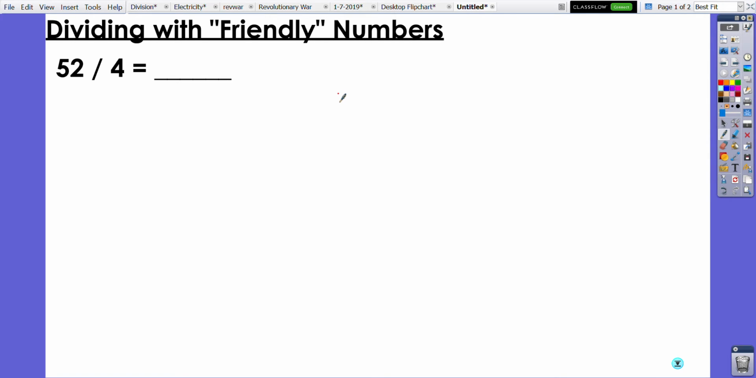To set this up, it's going to look very similar to the standard long division algorithm with a slight difference. Instead of just dividing like this, I'm going to add this little line here at the end for our friendly numbers part of that.